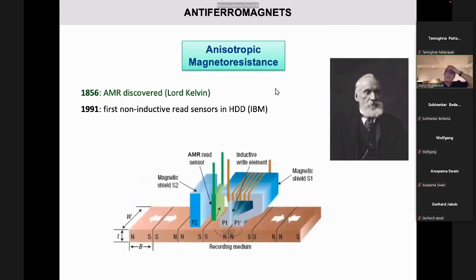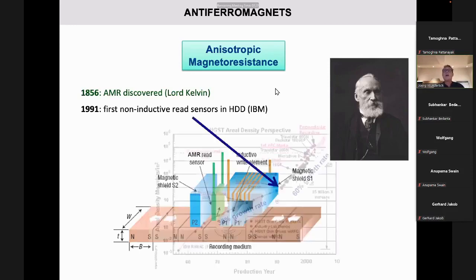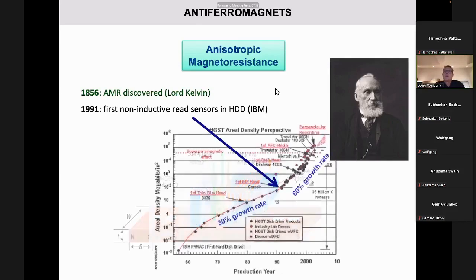Well, and this effect, despite it's usually not very big, was first used indeed for application as a read sensor by IBM in hard disk drives. This was the first read sensor about 30 years ago. This was indeed introduced and made a big change. Before, they had only inductive read sensors, and the growth rate with respect to the areal density of those hard disk drives changed from 30% to 60%.